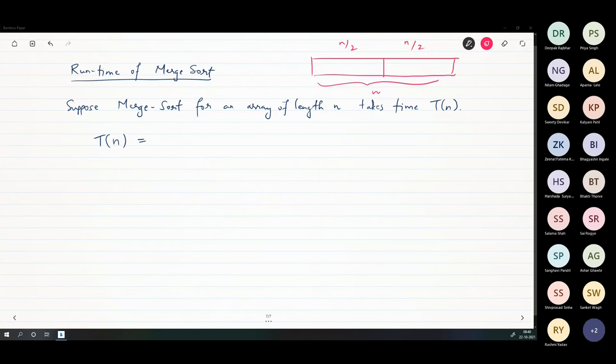Somebody who has come today, is this correct? Are we splitting an array of length n into length n by 2 and n by 2? Yes, sir. Okay, thank you.